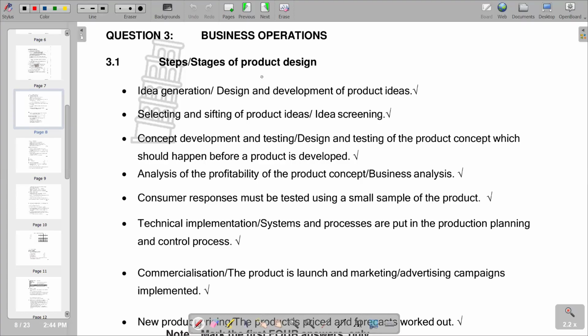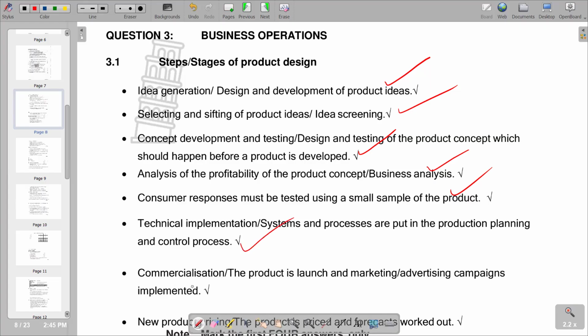So the steps or stages of product design include: 1, idea generation, or design and development of product ideas; then selecting and sifting of product ideas, that is idea screening; and also concept development and testing, or design and testing of the product concept, which should happen before a product is developed. It also includes analysis of the profitability of the product. Customer response must be tested using a small sample of the product. We've also got technical implementation, where systems and processes are put in the production planning and control process.